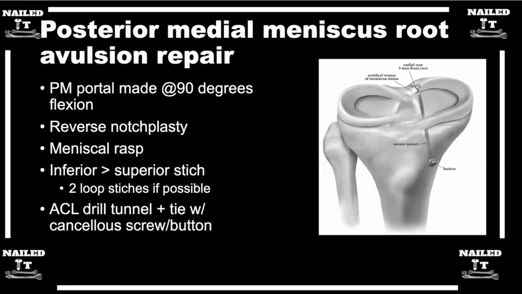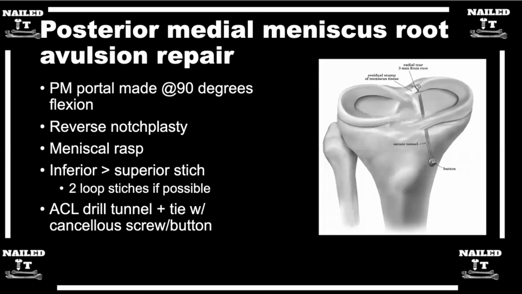Okay. And I know you mentioned a couple of things: one, making sure you have an anatomic reduction, making sure you don't medialize it because that'll make abnormal biomechanical forces on the meniscus. Two, having 2 loop stitches is of course better than 1 and is stronger. Now, as far as visualization of the root, do you do a reverse notchplasty?